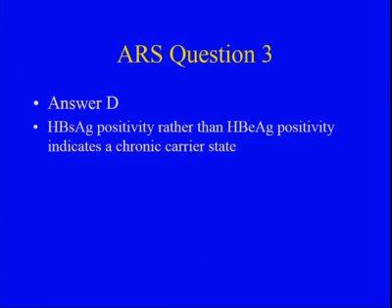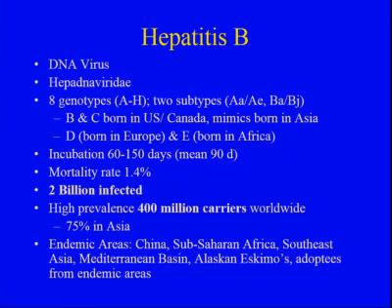And the answer is D. So hepatitis B surface antigen indicates that you are in a chronic carrier state. E antigen, and remember this is lowercase e because we're going to talk about uppercase E with hepatitis E infection, is an indicator of how contagious you are. So B surface antigen positive means you're a chronic carrier if you remain positive for that. All right, so it's a DNA virus.